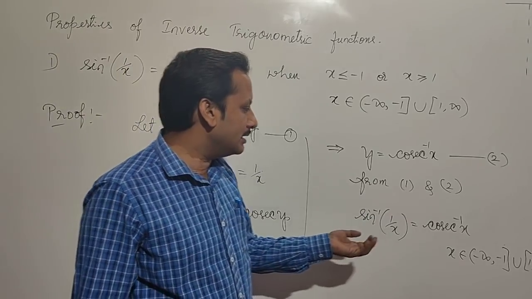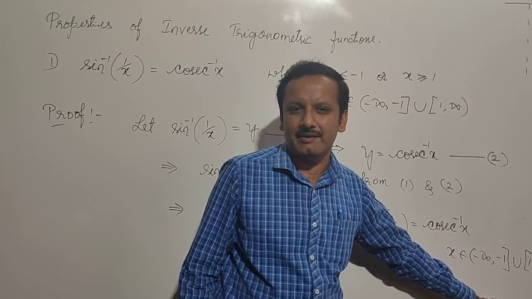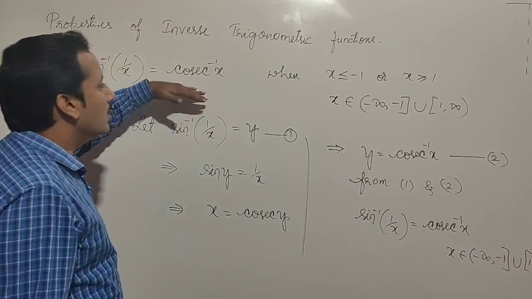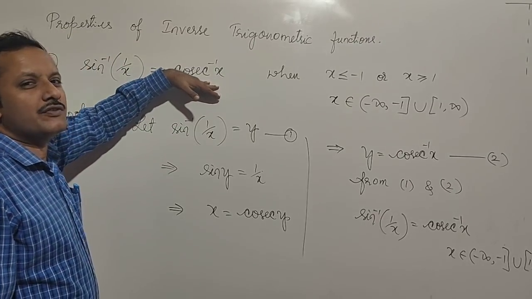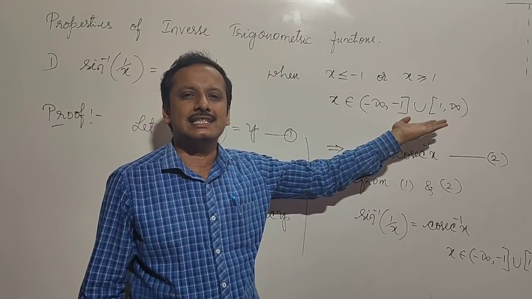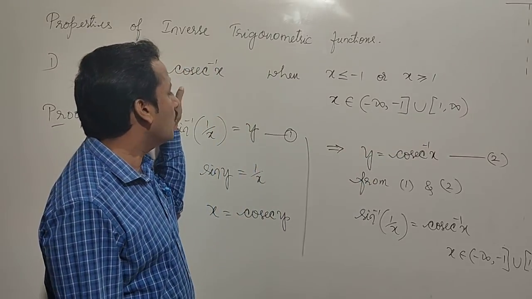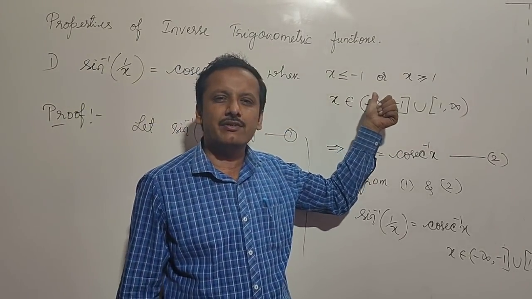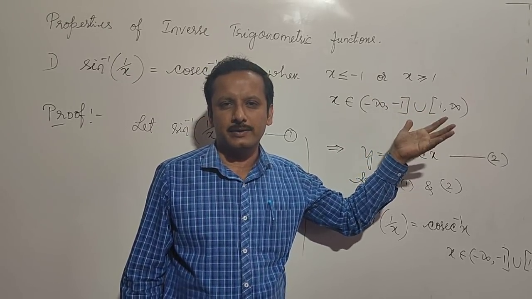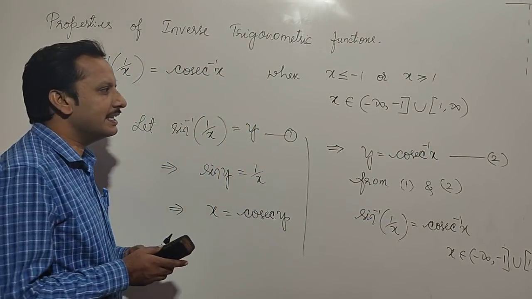You might get a doubt, sir, why is this result valid only when x lies in this interval, why not in any other interval? That is because, as we know, the domain of cosecant inverse x is defined only when x lies in this interval. Therefore, this result holds good only when x is less than or equal to -1 or x is greater than or equal to +1. Okay. Now, let us go to the second property.